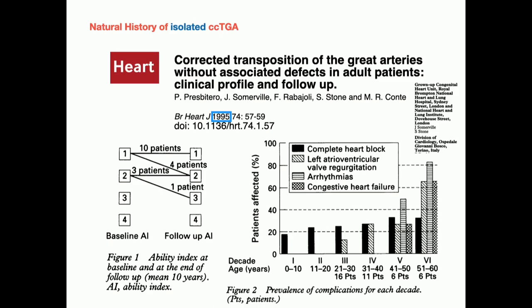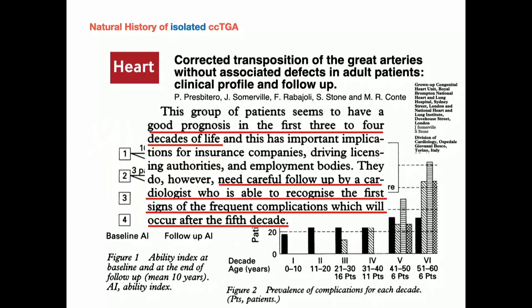As you can see in the chart, the incidence of complications is pretty minor until the first 3 to 4 decades of life, but dramatically increases thereafter, necessitating close follow-up by a cardiologist to recognize the frequent complications, such as congestive heart failure, LV dysfunction, heart block, and arrhythmia.